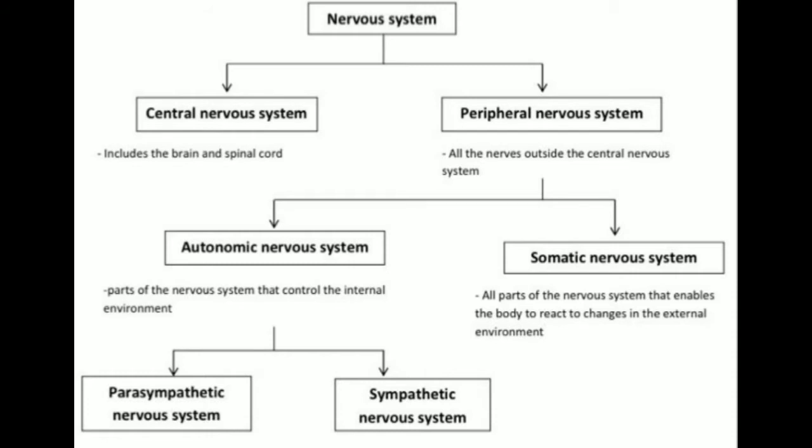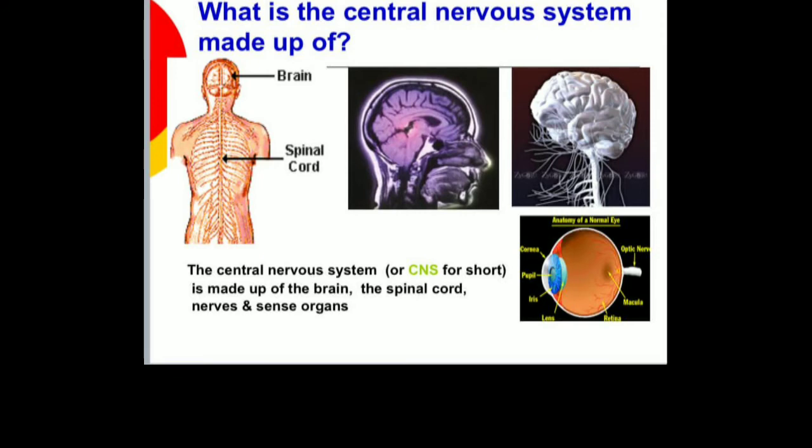The central nervous system consists of the brain and the spinal cord. Central, at the center of the body. The brain is in the head and the spinal cord in the spine. But the brain and the spinal cord are one. It's just that the spinal cord is the extension of the brain. That is the central nervous system.